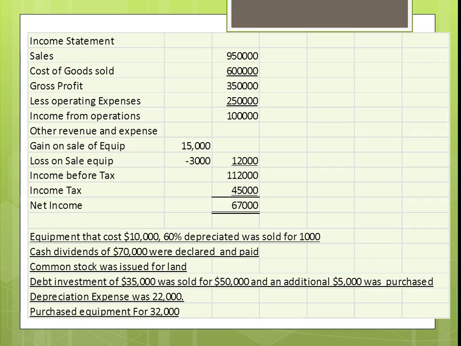We also need the income statement, because we need to know were there any gains or losses, and then we need additional information. For instance, did we buy or sell any equipment? Did we pay any dividends? If we issued stock, what did we do it for? Was it a non-cash transaction? Did we sell any investments or buy them? What was our depreciation expense, and did we purchase any equipment?